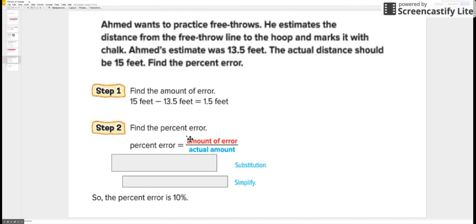So let's find the percent of error now. We have 1.5 feet as the amount of error. So you do 1.5 at the top over the actual amount. The actual amount is 15. So you do 1.5 over 15, divide those out, and you get 0.1 or 10%. So here, the percent of error is 10%.